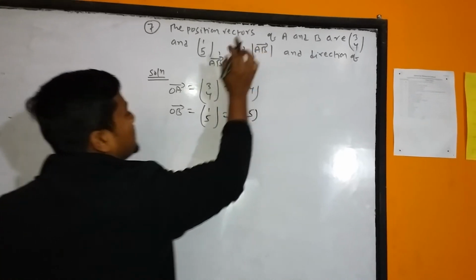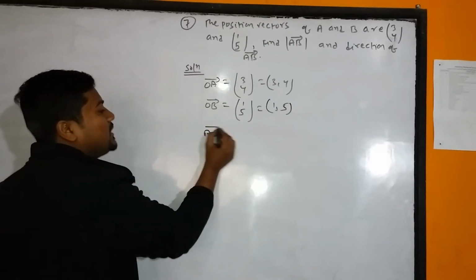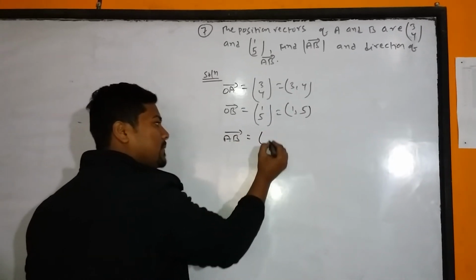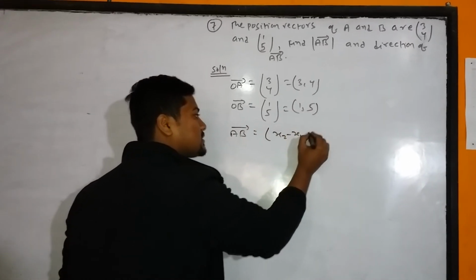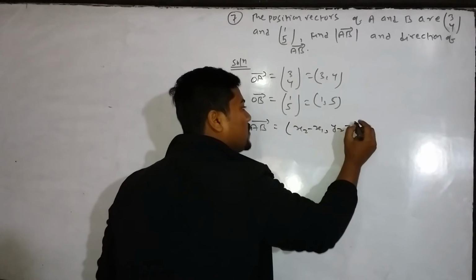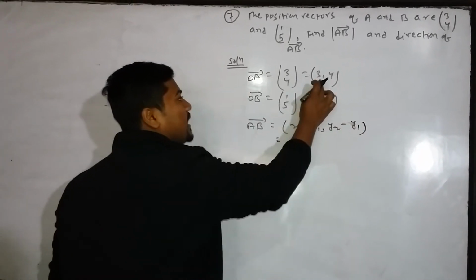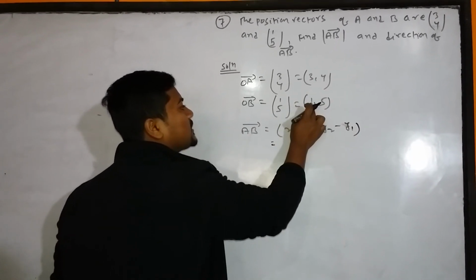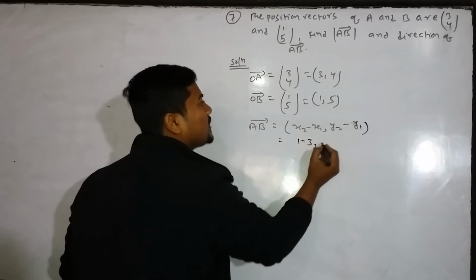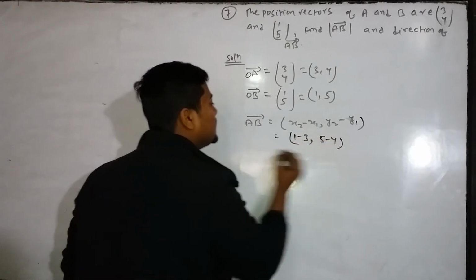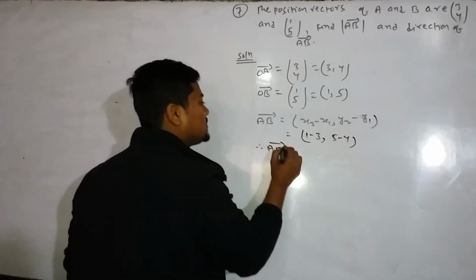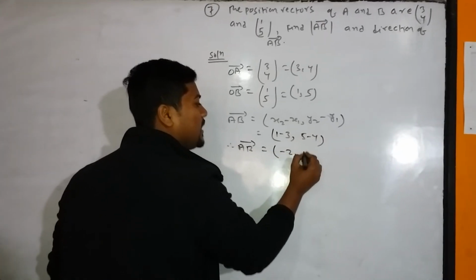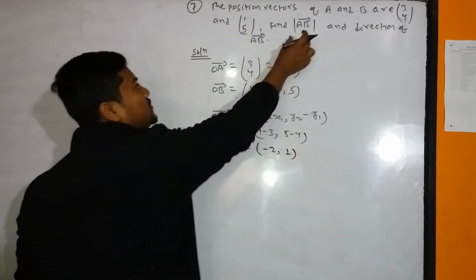Find magnitude of AB vector. First of all we have to find AB vector. What is the formula of AB vector? x2 minus x1 comma y2 minus y1. Simply we can use x1 y1 x2 y2. So 1 minus 3 comma 5 minus 4. Therefore AB vector is equal to minus 2 comma 1. We have to find magnitude also.